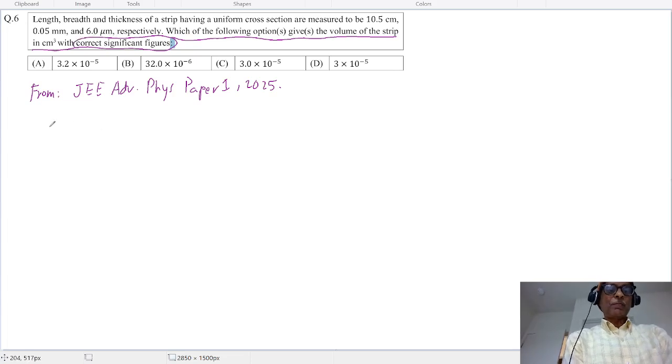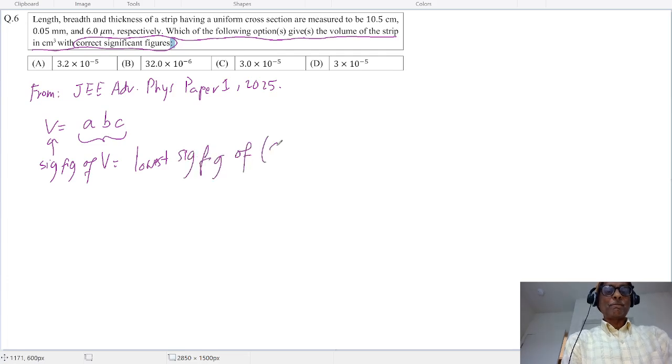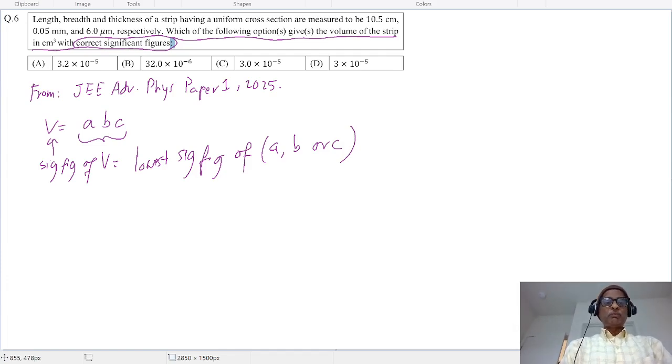So significant figures, when you multiply things, like if you multiply A, B, C, then the significant figures in here will be the least among A and B. So the significant figures of V equals the lowest sig fig of A, B, or C. Because significance reflects your uncertainty, and so if you're uncertain even in the first digit, then what's your problem keeping the second and third and fourth digits? I mean, that just doesn't make sense.